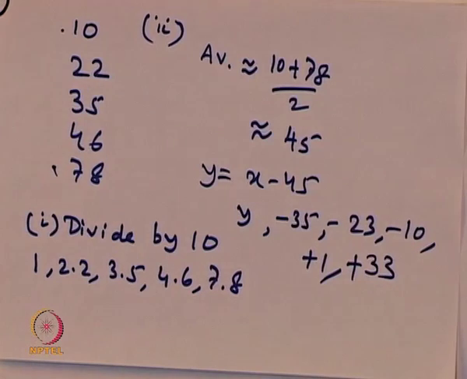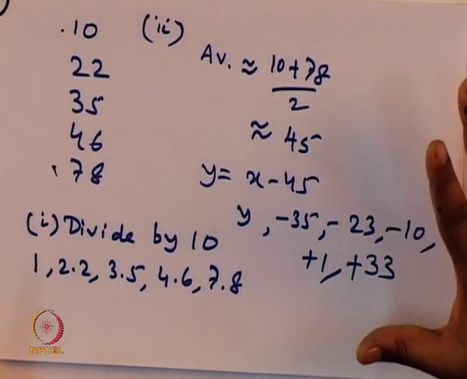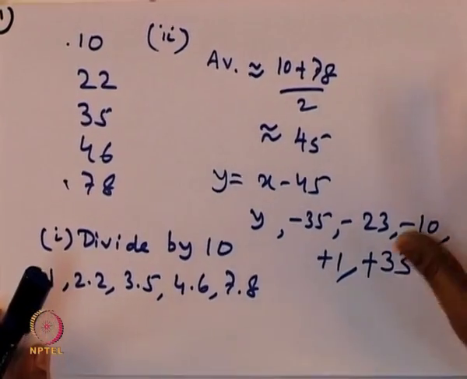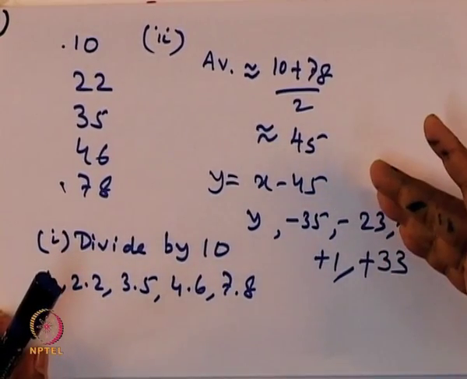Then I can add them up very easily and find out what my average is. So what you see is that there is not one rule which will make things work, depending on what kind of transformation you use. There can be more than one rule. So, that is one thing.